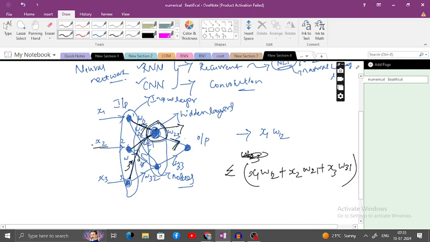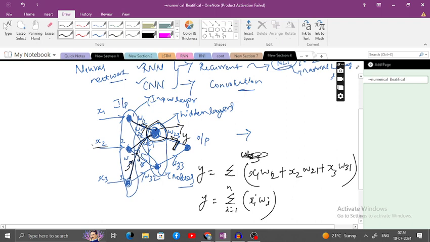So let us say the output coming out of this node is Y. Output coming out of this is Y. So Y is equal to the summation of X1 W1, X2 W2, X3 W3. Or in general I can write it as the summation of i is equal to 1 to N, Xi Wi.